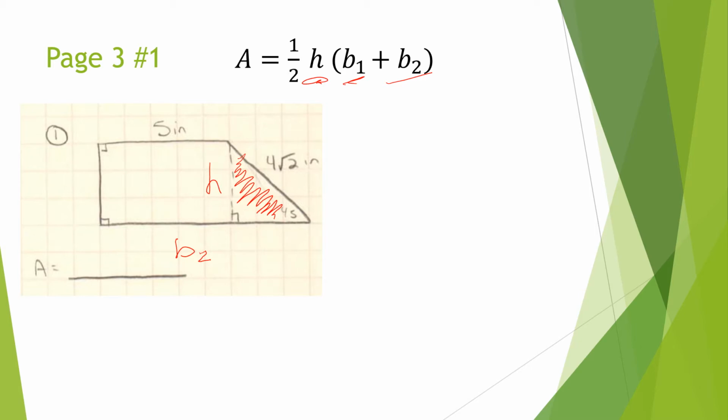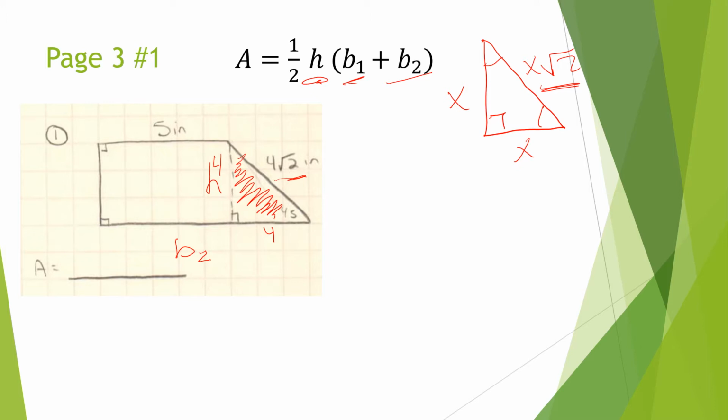If you remember the rules for our 45, 45, 90, which you should, in a 45, 45, 90, it's x, x, and x root 2. So since this is 4 root 2 for the hypotenuse, that means that this is 4, and that means that this is also 4. So that allows us to figure out the height.